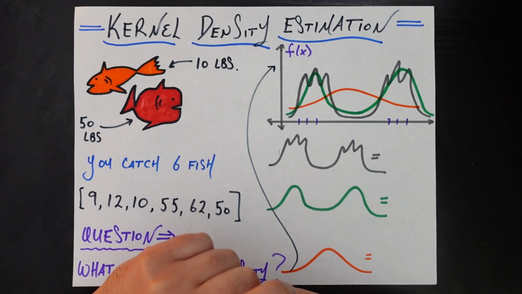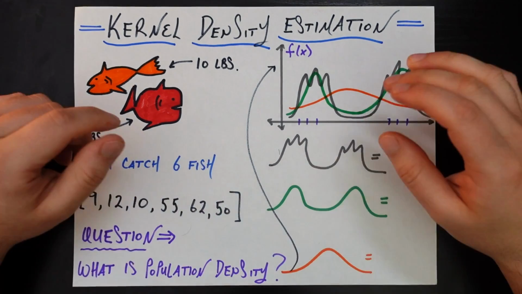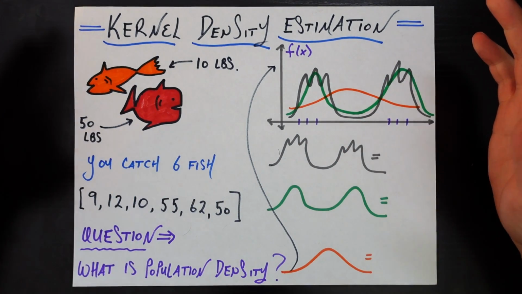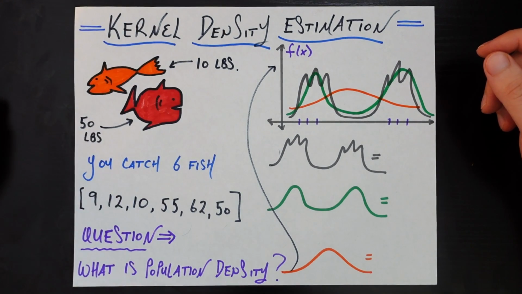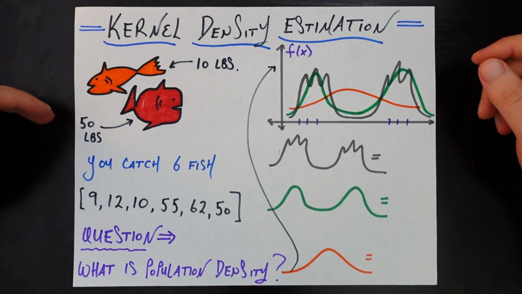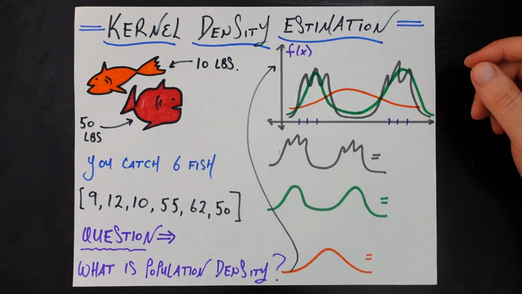Now, let's get started with a cool little example. Let's say you are a fisherman in a local town, and you catch fish and you weigh them. So here's a fish you caught that was 10 pounds, here's a different fish that you caught that was 50 pounds, and let's say you've caught 6 fish so far, and you've logged their weights here. So 9, 12, 10, 55, 62, 50. These are the weights in pounds of these 6 fish you've caught.